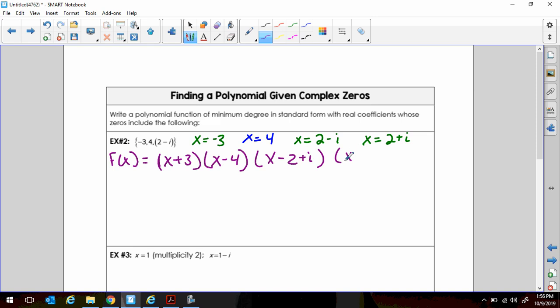And x minus 2 minus i is a factor. Now I'm going to FOIL these together and then these together and then multiply them all together, okay? You can just do one at a time if you would like, that's fine. So x times x is x squared, minus 3 times x is 3x, minus 4x is actually just negative x, right? 3 times 4 is 12, negative 12.